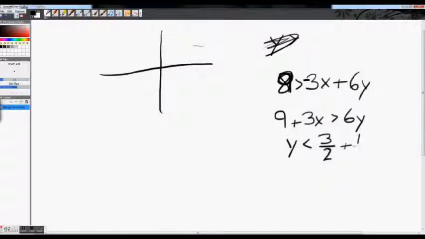Plus 1/2 x. So, let's go ahead and graph that one. Well, the y-intercept is 3/2. See right there. And if we add 1/2 to that for the y value at 1, we'll have 4/2 or 2. Put that here. We'll have a line that looks like that.